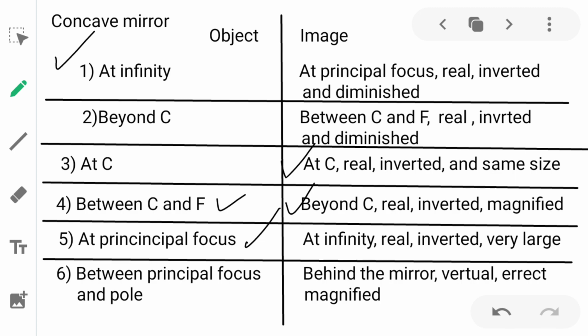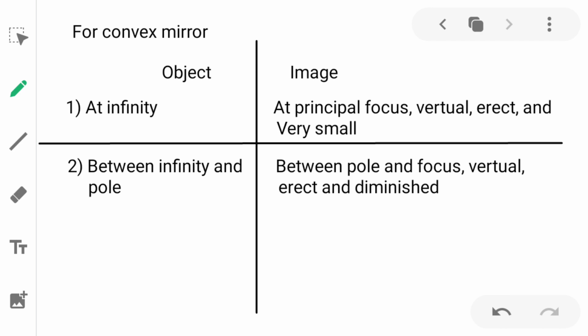The sixth position of the object is when the object is between the principal focus and the pole. In case of a concave mirror, for an object placed between the principal focus and the pole, the image is behind the mirror, virtual, erect and magnified.